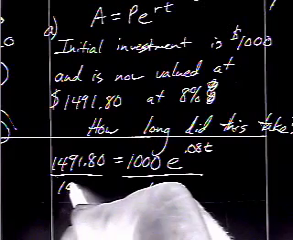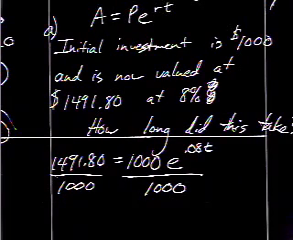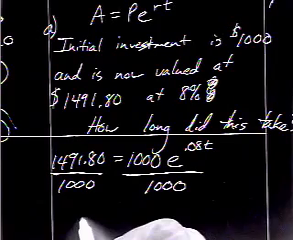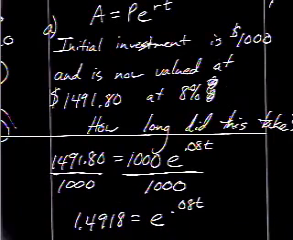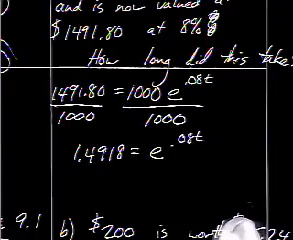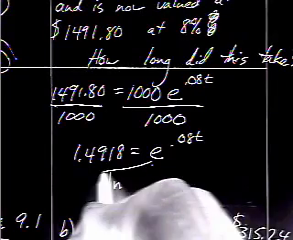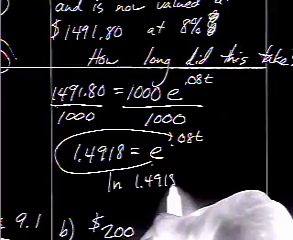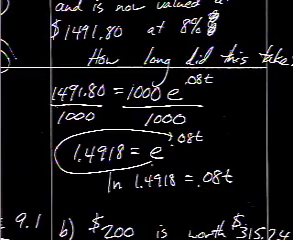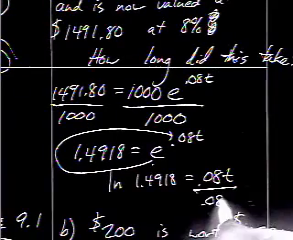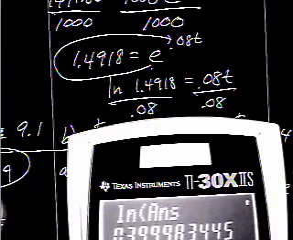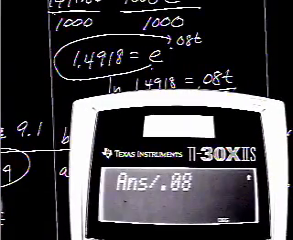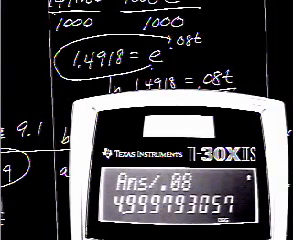I need to divide out the 1,000 first. So, 1491.8 divided by 1,000. Well, we know that the decimal is going to move over. 1.4918 equals e to the 0.08t. Change it to its log form. The base is e, so that's ln of 1.4918 equals 0.08t. And yes, we will just be doing some simple division in order to answer this question. The natural log of the answer divided by 0.08. Almost 5 years.